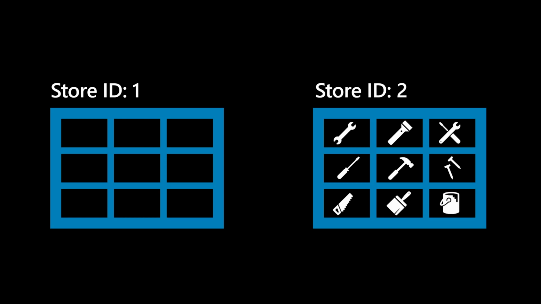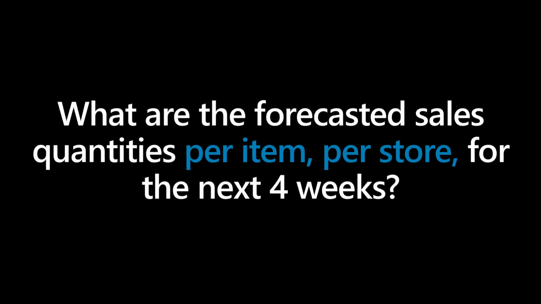And so what they want to be able to do is forecast correctly how to have the correct products in the correct stores at the correct times. And so one thing that we're going to do now is try and use our forecasting data on sales to actually predict what the forecasted sales quantities are per item, per store for the next few weeks. And so let me show how we can start to approach this problem.